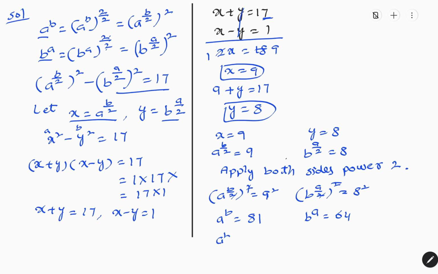Here a power b, 81, we can write as 3 power 4. B power a, 64, we can write as 4 cube. So from these two values, b value is 4, a value is 3. So a is equal to 3, b is equal to 4.